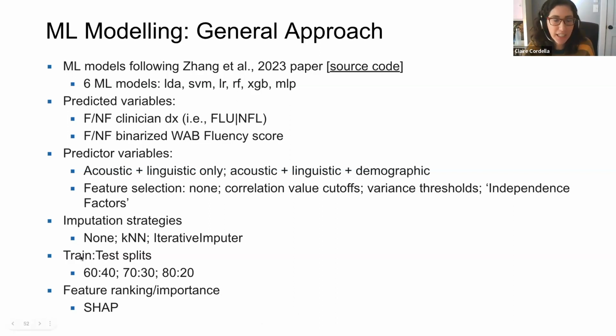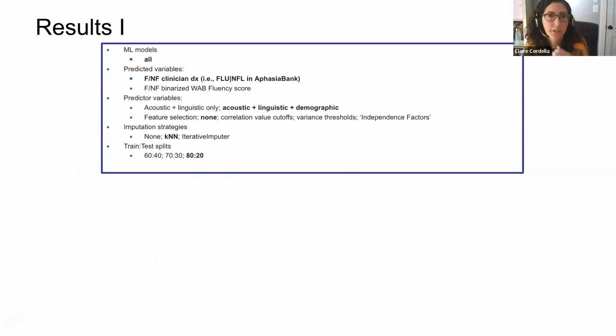And I tried different train test splits. So kind of what Alan talked about, I experimented with different train test splits. And the last thing I did is similar to Manny. I employed a SHAP analysis for interpretation of the individual features. So I'll go right into results here.